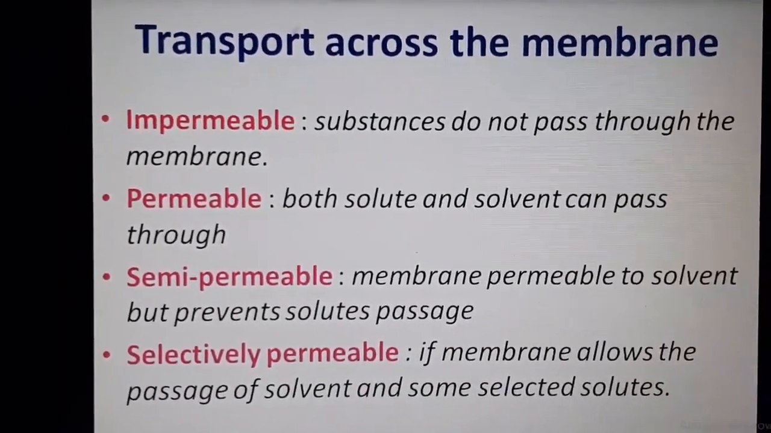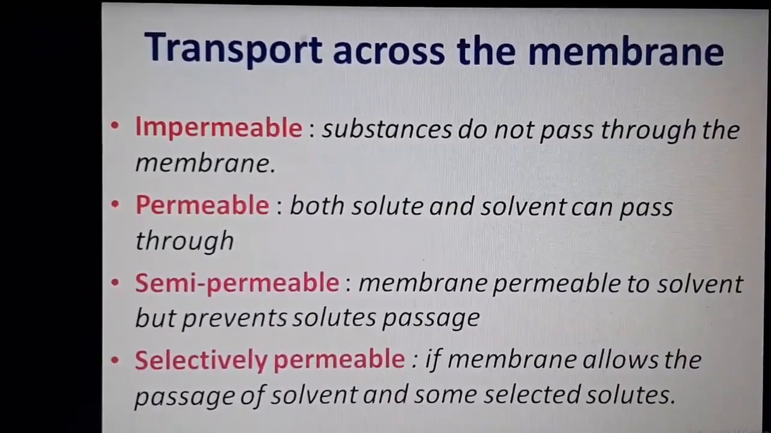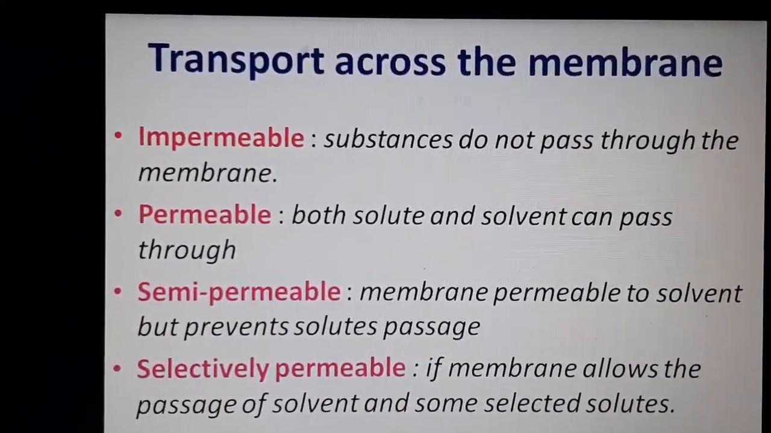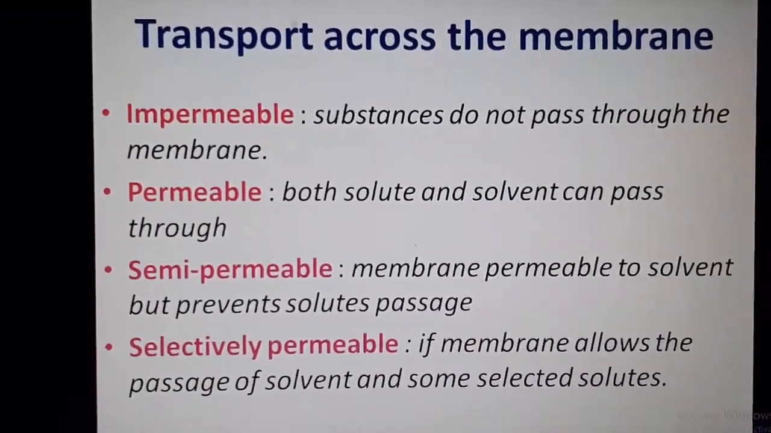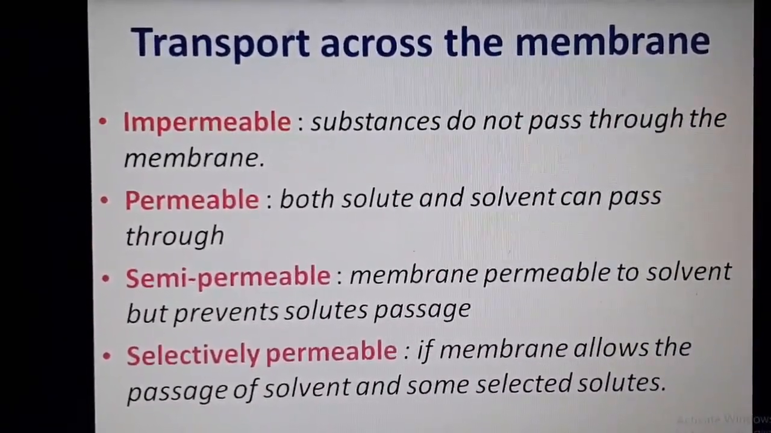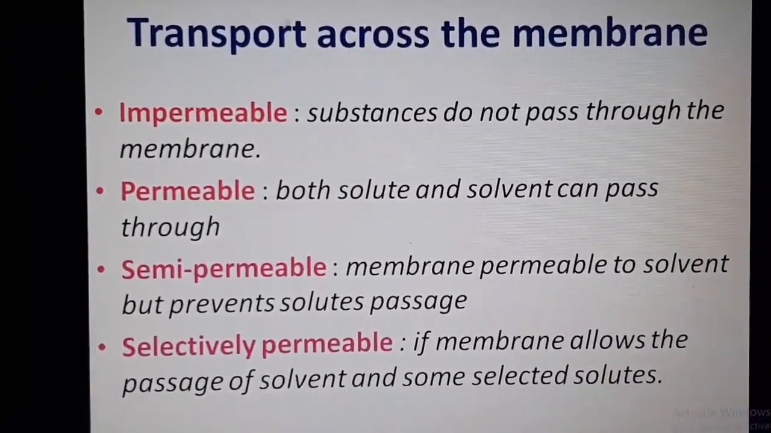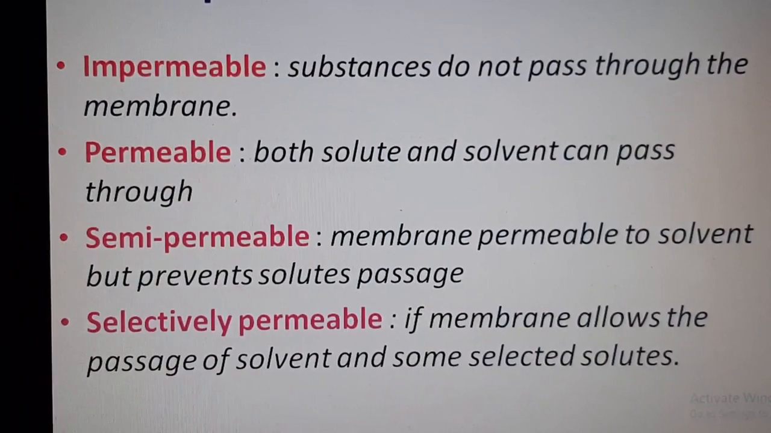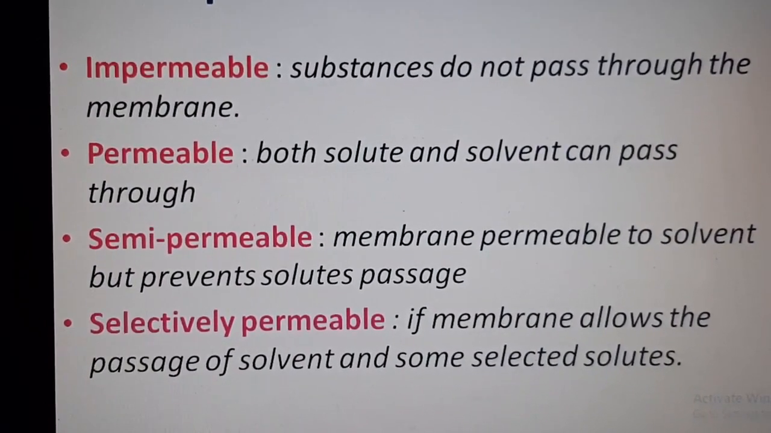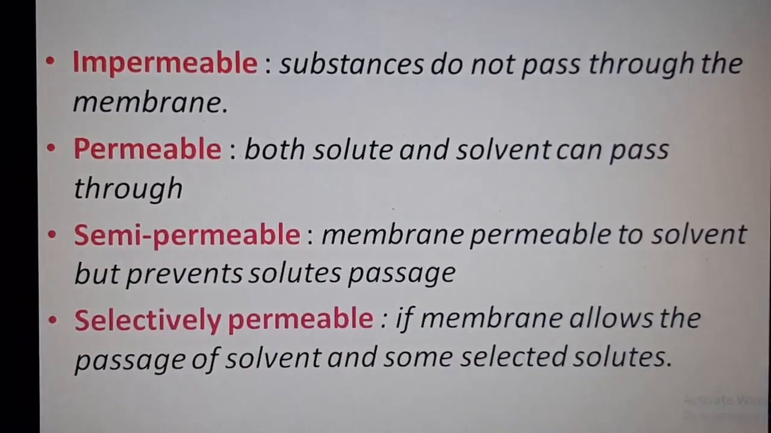Now the question arises: how does the movement of substances take place into the cell, or how do substances move out of the cell? Before starting the topic of transportation of substances across the membrane, there are a few terms you should know: impermeable, permeable, semi-permeable, and selectively permeable. These are the four terms you should know.